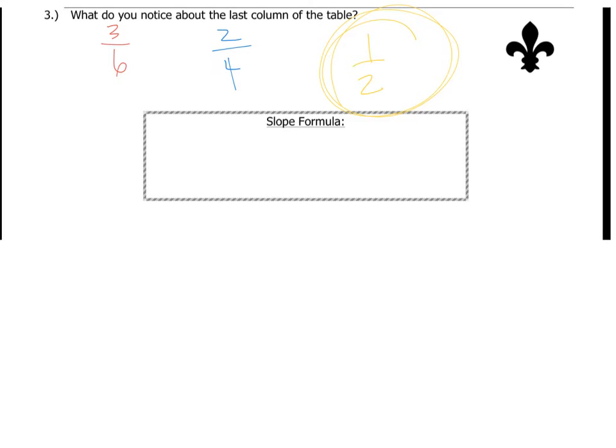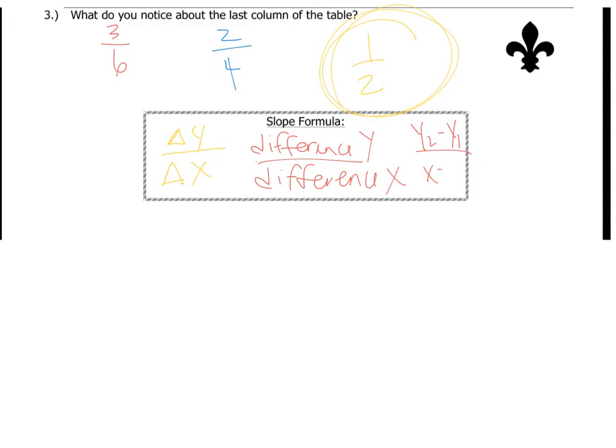So the slope formula is the same thing as change in y over change in x, so delta y over delta x. What you're doing is finding the difference in y over the difference in x. So the formula is finding a subtraction. It's actually y2 minus y1 over x2 minus x1, where you have 2 different coordinate points, and the first one is (x1, y1), and the second one is (x2, y2).